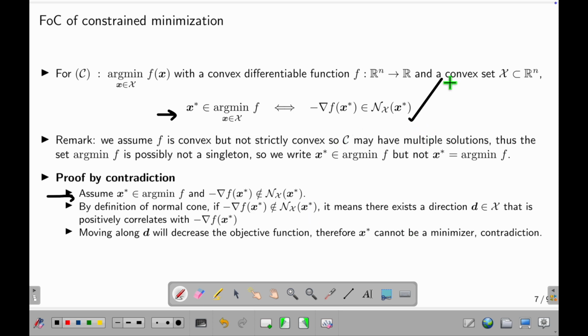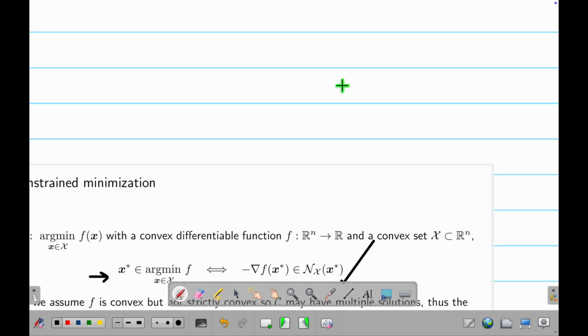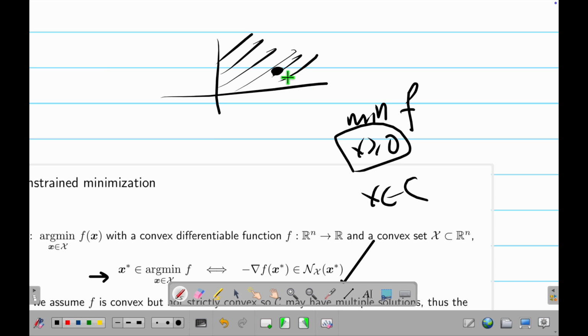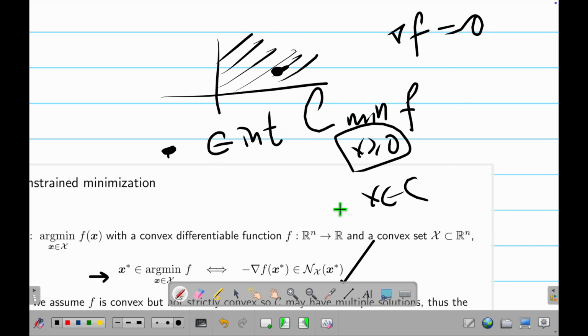So this is now the funny thing. What is the funny thing? Let's go back to the problem. Min f(x) for x larger than 0. What is this? This is x in C, right? If my solution is here, everything is positive. What's the optimality condition? The optimality condition is this is 0. Why? Because this point is in the interior of my C. So the optimality condition is this thing belongs to the normal cone. The normal cone in the interior is the 0 vector.